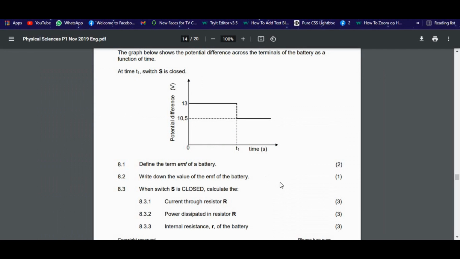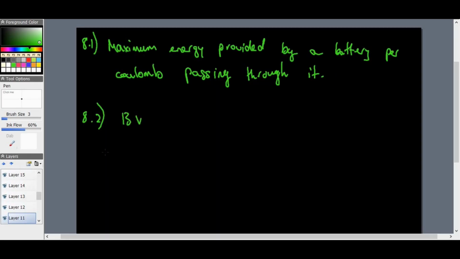Write down the value of the EMF of the battery. The EMF of the battery is the potential difference that the battery comes with, what it can give, what it can let out. So the EMF of the battery would definitely be 13, the highest point of the graph. When the voltage drops, it means some voltage has been lost. So at what it starts at before the switch gets closed, here 13 is the EMF of the battery, so 13 volts.